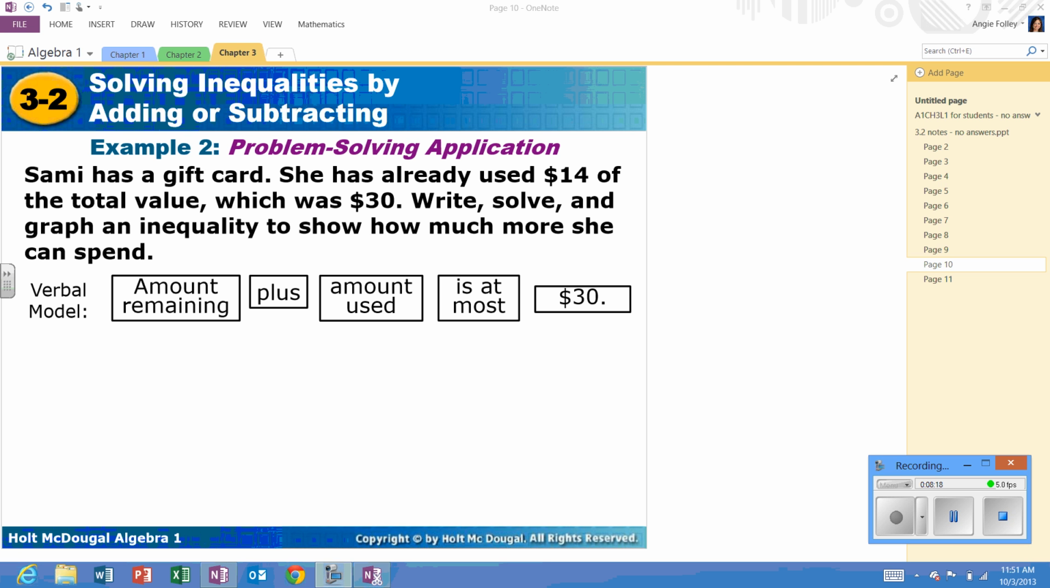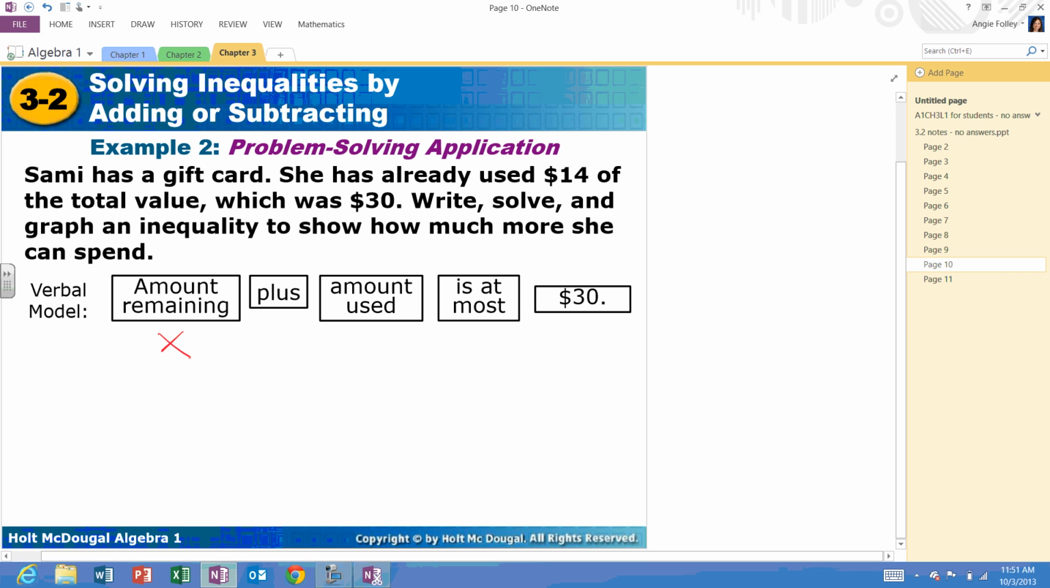Okay, so we don't actually know the amount remaining on the gift card. So that is going to be our X, okay? Then it's telling us X, whatever's left on the gift card, plus how much she's used. Well, let's look back up here. She's used $14, so we're going to add 14. Is at most, okay? That means that this entire left side can't be any more than 30. So it has to be less than or equal to 30. Okay, so our inequality is x plus 14 is less than or equal to 30.